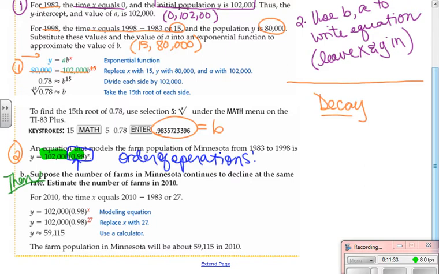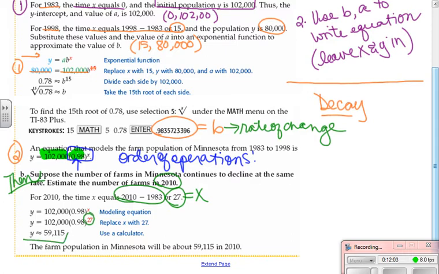So suppose the number of farms in Minnesota continues to decline at the same rate. This is our rate of change. What would happen? Well, if this is our x, we take 2010 minus 1983, so 27 is x. We use our equation, we put 27 in, we crank out the math, and there would be about 59,000 farms in Minnesota.